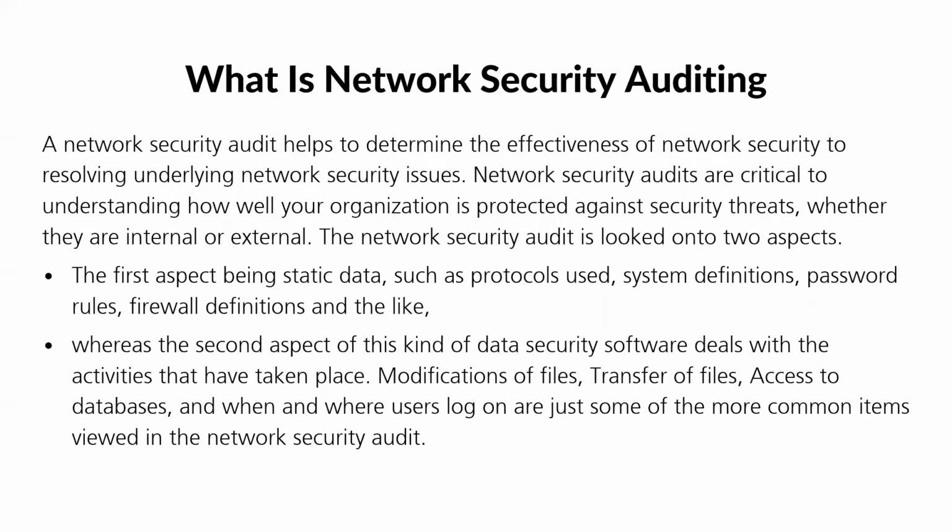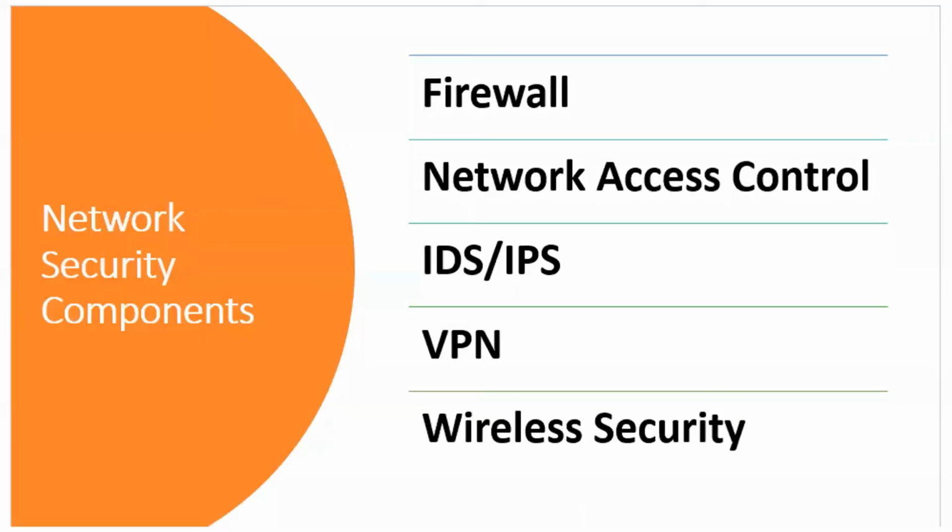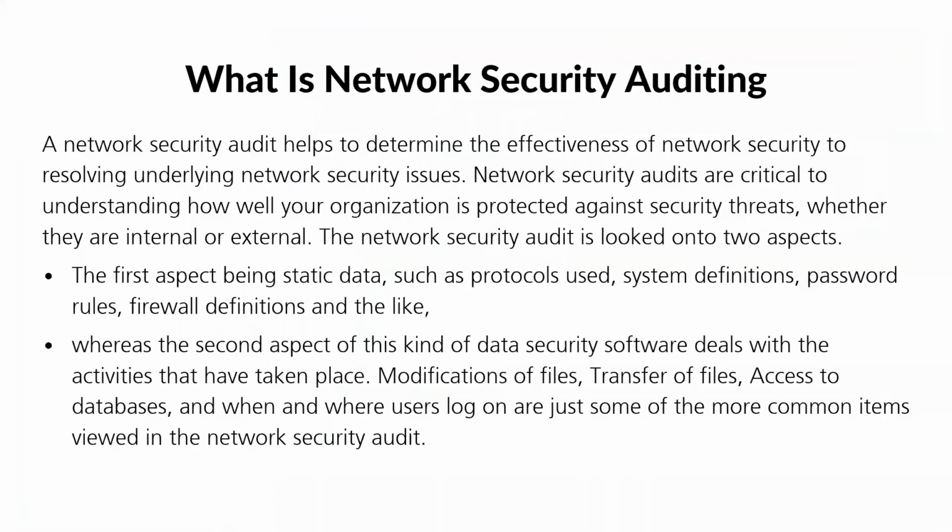There are two parts that we should look at here. Number one is the static data. Here we should be looking at the protocols that are being used, our system definitions, our password rules, firewall definitions. Gani has spoken about this, so I won't dwell on it. The second part is to look at our data security software: modification to files, transfer of files, access to our critical network infrastructure.